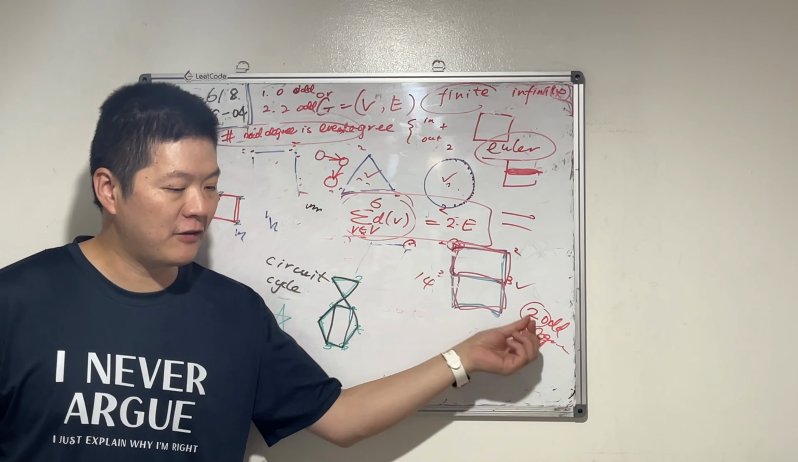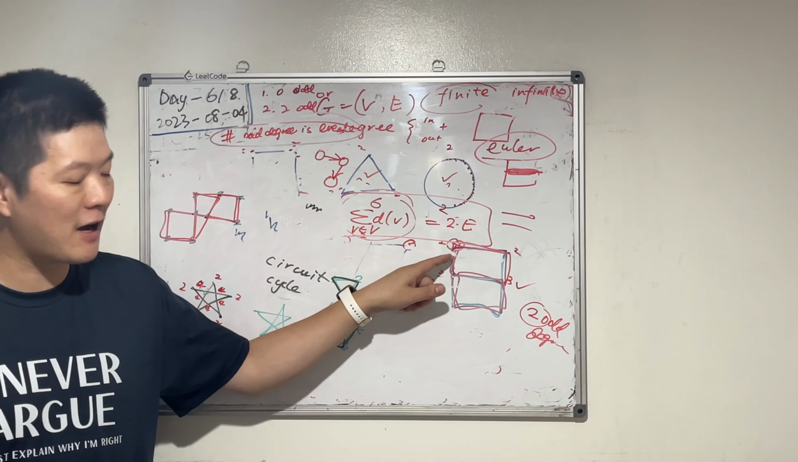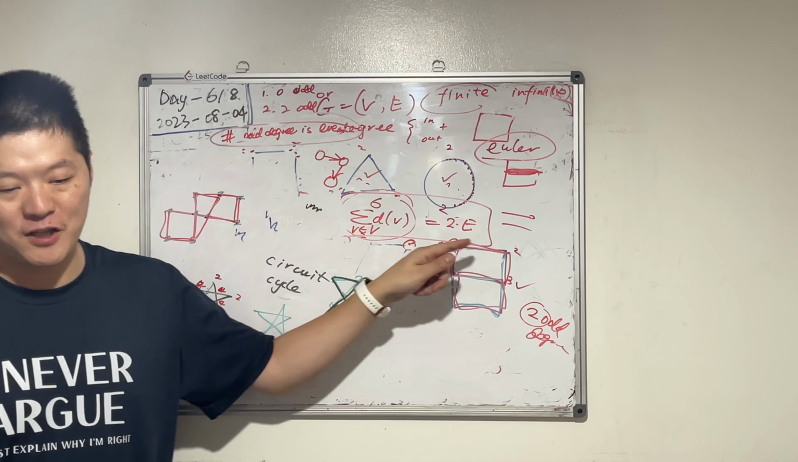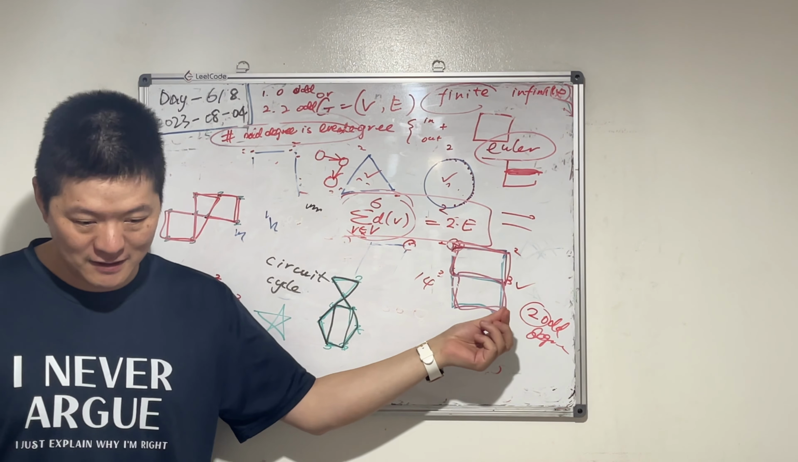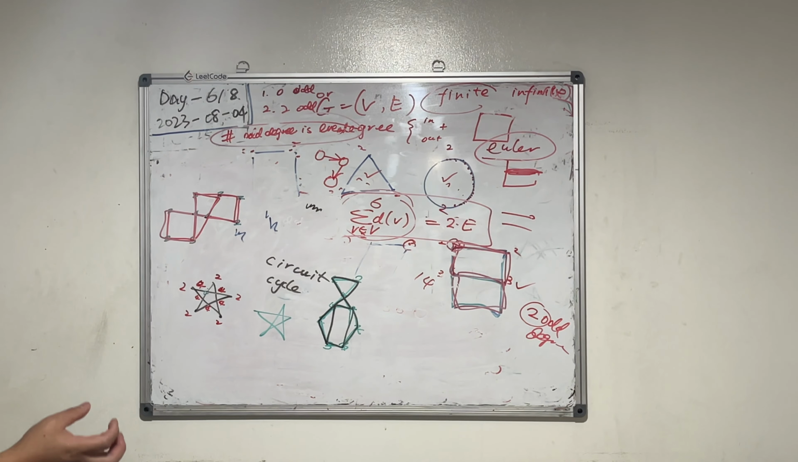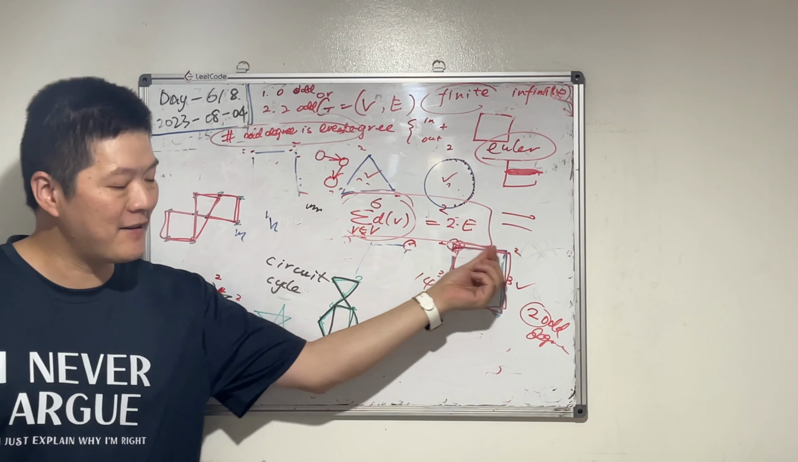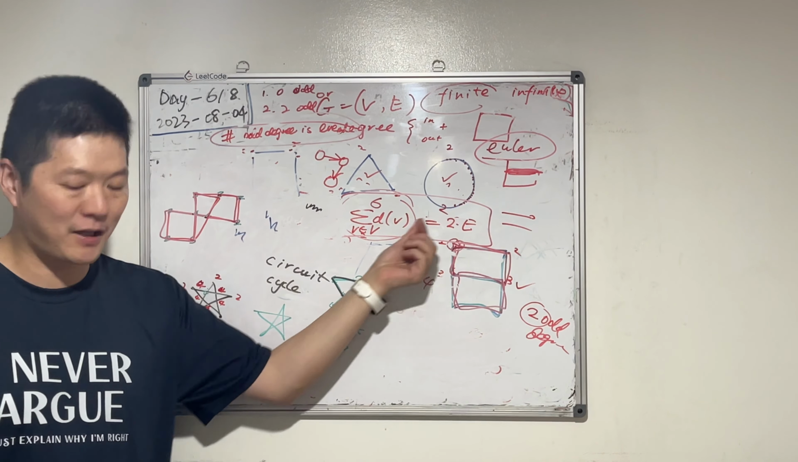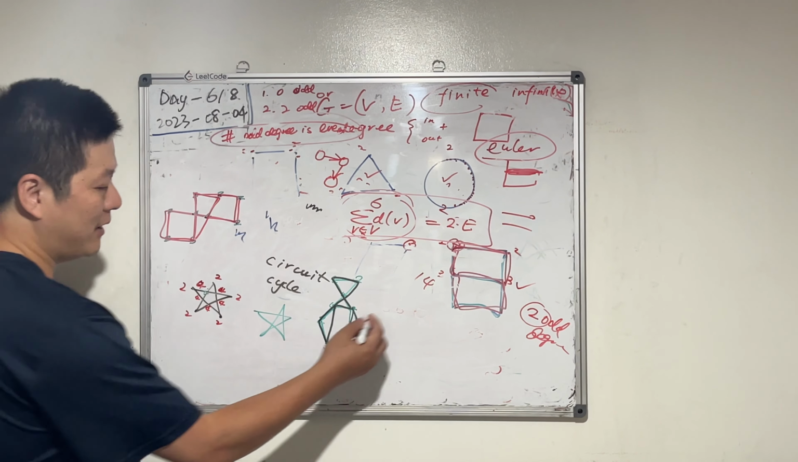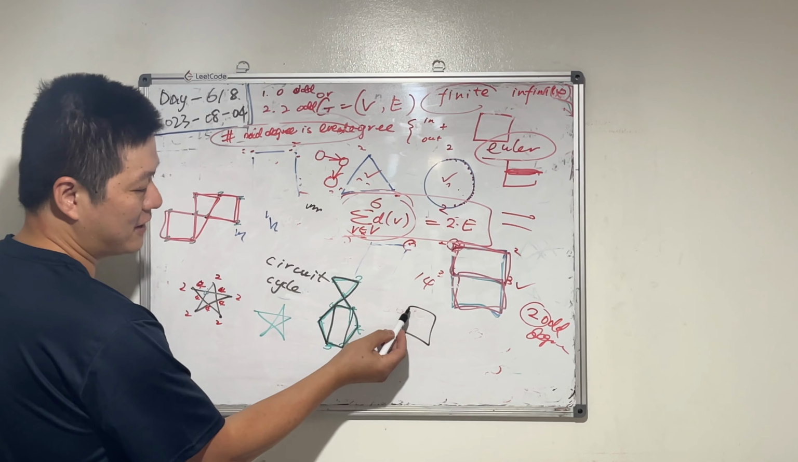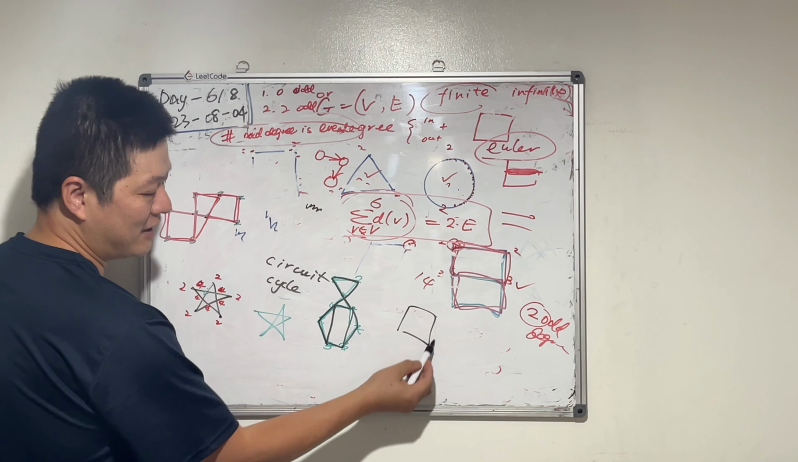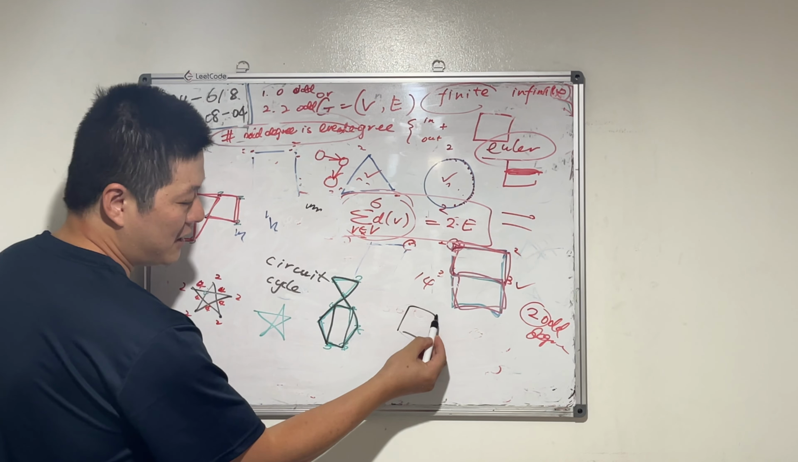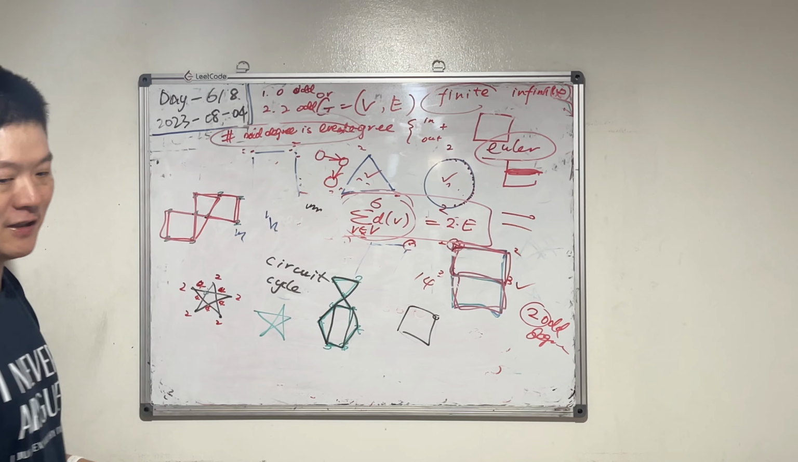If there are only two odds, then we can start with one of them and finish at the other one, right? If there are no odds, we can start at any vertex, finish the drawing and come back to that vertex. A simple example is this rectangle. We can start from here, or from here, and we always come back to the same vertex.